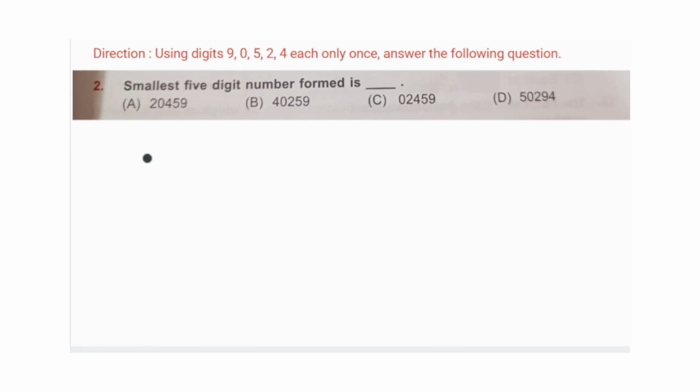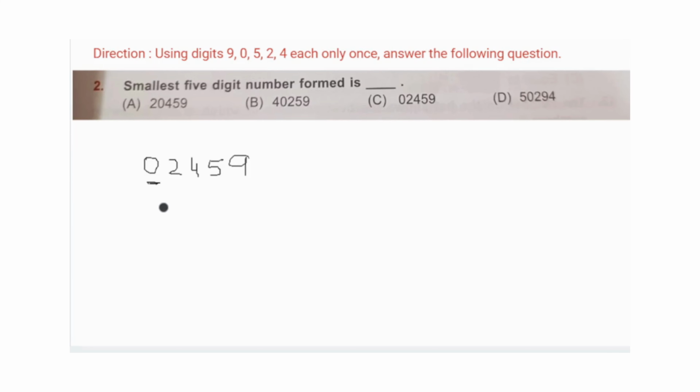The smallest number being 0. Next, the next smallest number is 2, and then we have 4, and then we have 5, and finally we have 9. So when we write these numbers in ascending order, we get 0, 2, 4, 5, 9. But a number cannot start with 0, right? The first impression is option C could be the right answer. But the analysis for this question is that a number cannot start with 0.